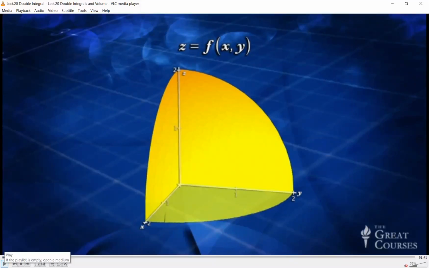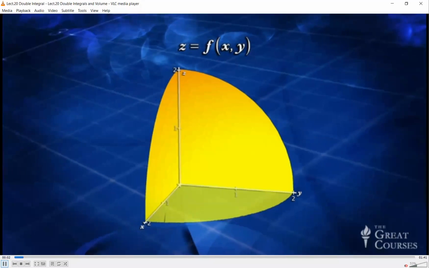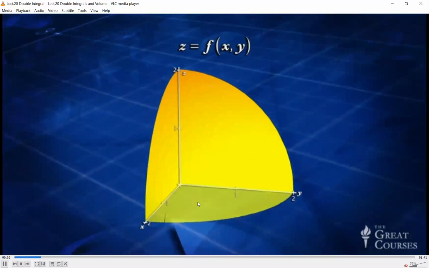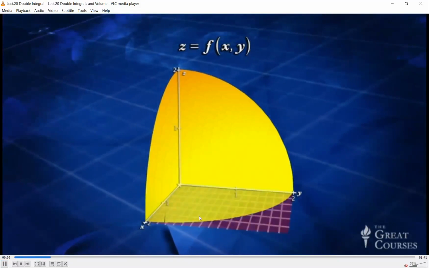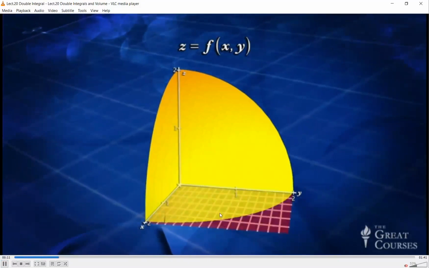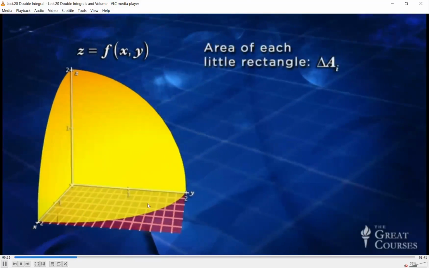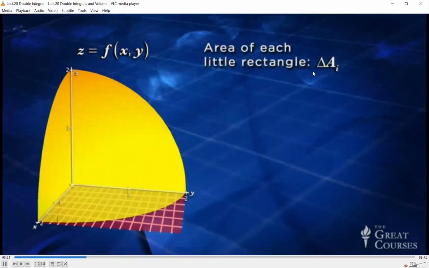Well, suppose you have a surface lying above region R in the xy plane, and below the surface it's given by function z equals f of x and y. Well, what are we going to do? We're going to superimpose a rectangular grid over the region R, and as you can see here you have these little rectangles with area delta A_i.